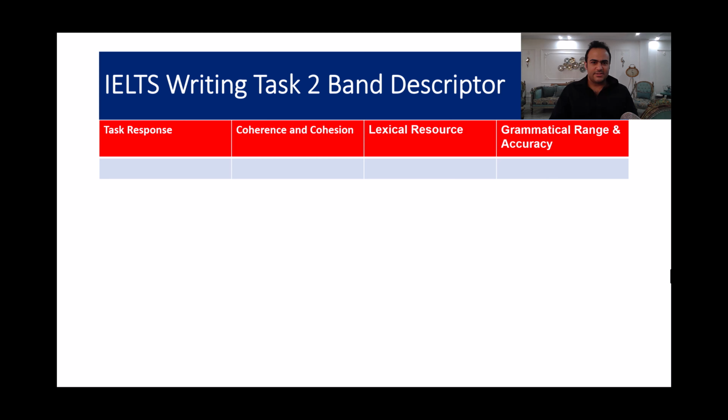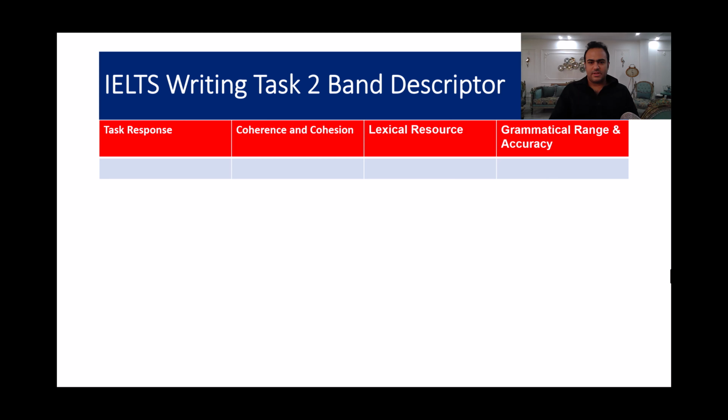Our IELTS Writing Task 2 is assessed based on these 4 criteria: task response, coherence and cohesion, lexical resources, grammatical range, and accuracy. Task response means that the writing that we have written, is it related to the topic and the prompt and the question that we have been given, or is it something unrelated?